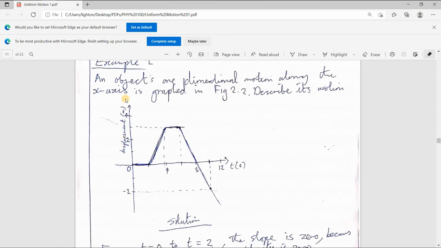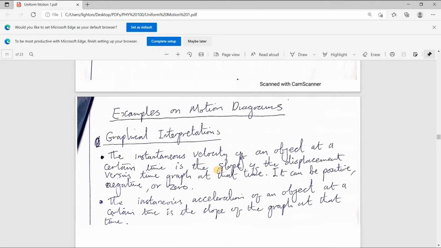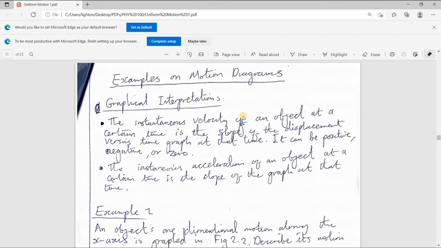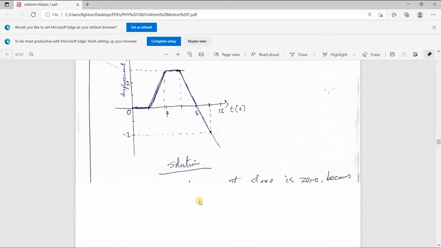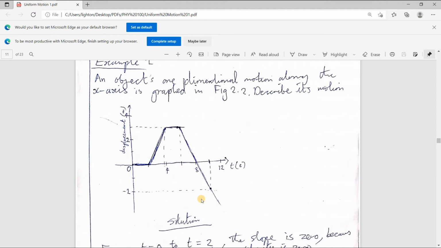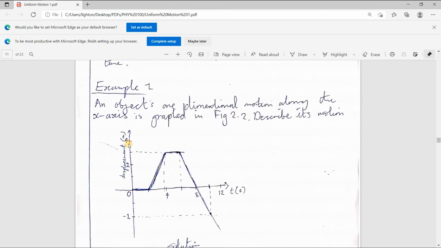What you have is a displacement versus time graph. If you find the gradient of a displacement versus time graph, we're saying the instantaneous velocity of an object at a certain time is the slope of the displacement versus time graph, which we have here. The object's one-dimensional motion along the x-axis is graphed, displacement against time. I want to describe this motion using what we have in this diagram.